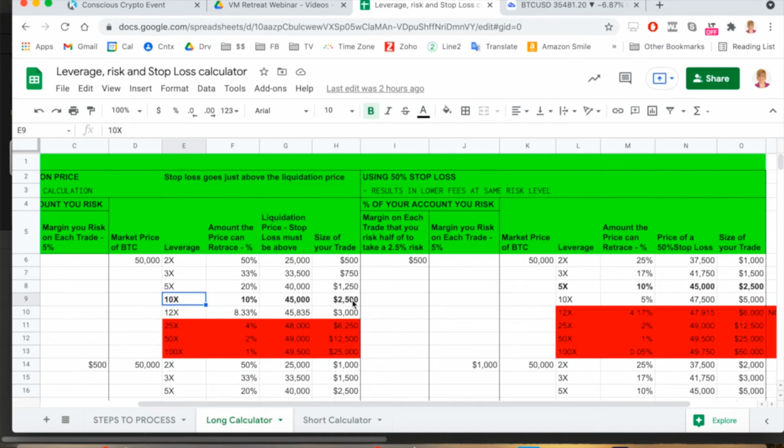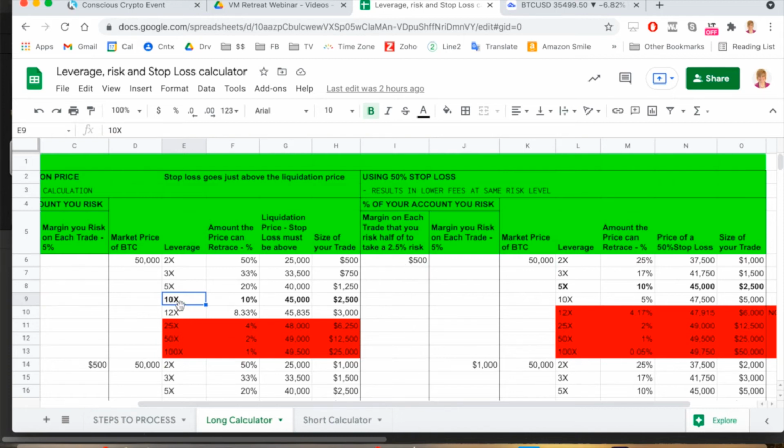So what are the pros and cons to whether or not you use this strategy where your stop loss goes right above the liquidation price versus this strategy where you're using, let's say, a 50% stop loss? And you could easily create a whole other set of columns where you do a 75% stop loss or whatever, or a 25% stop loss. So this is where you can play around with these charts and figure this out.